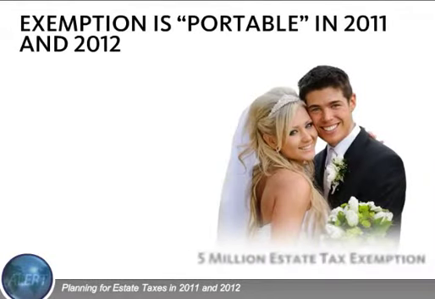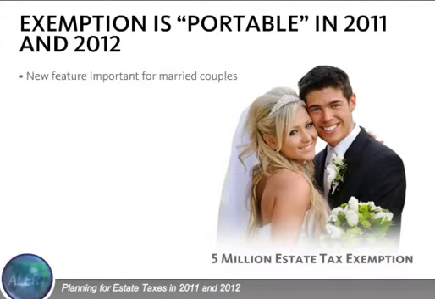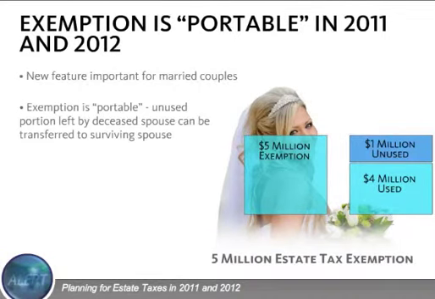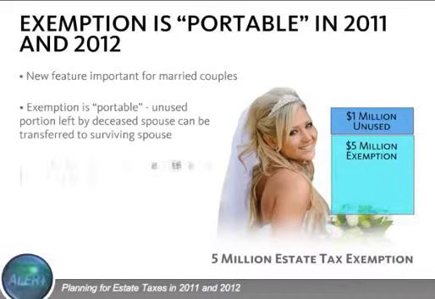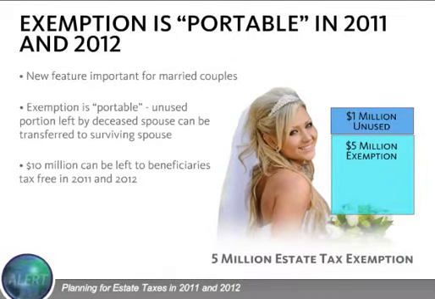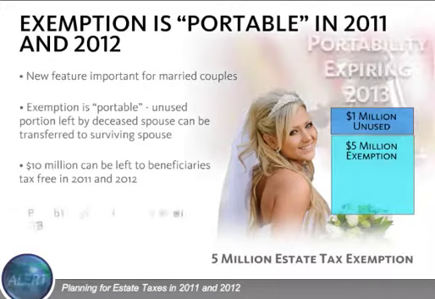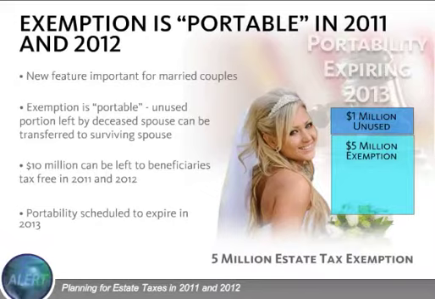And for 2011 and 2012, there's a new feature of the exemption that is potentially very important to married couples. The exemption is portable. That means that any portion of the exemption that is not used by a deceased spouse can be transferred to the surviving spouse. So for 2011 and 2012, spouses can together pass along up to $10 million tax-free. Portability is scheduled to expire in 2013, however, unless Congress passes a new law extending this feature.